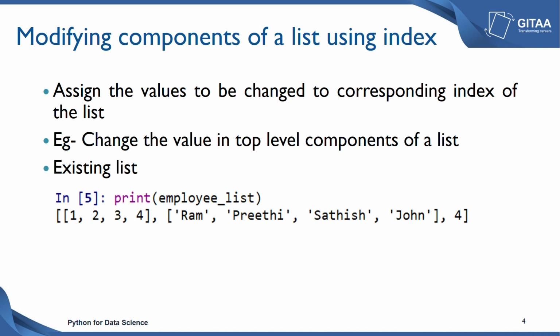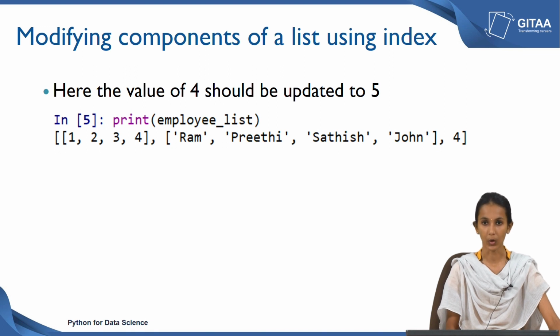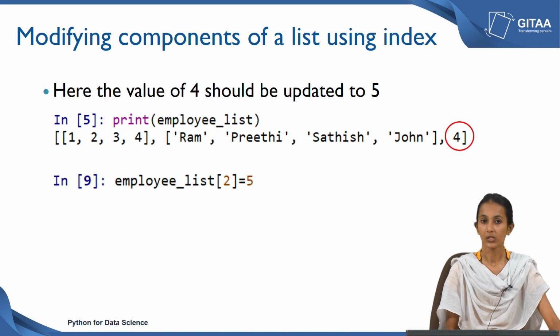So, this is our existing list, which we have already created, employee underscore list, which has the IDs 1, 2, 3 and 4, employee names Ram, Preeti, Satish and John, and the number of employees, which is 4. Let us say I wanted to change the value of 4 to 5, which is the number of employees. So, the total number of employees is 4, and I wanted to change it to 5. The ID stands for level 0, the employee names Ram, Preeti, Satish, John are at level 1, and the number of employees is at level 2.